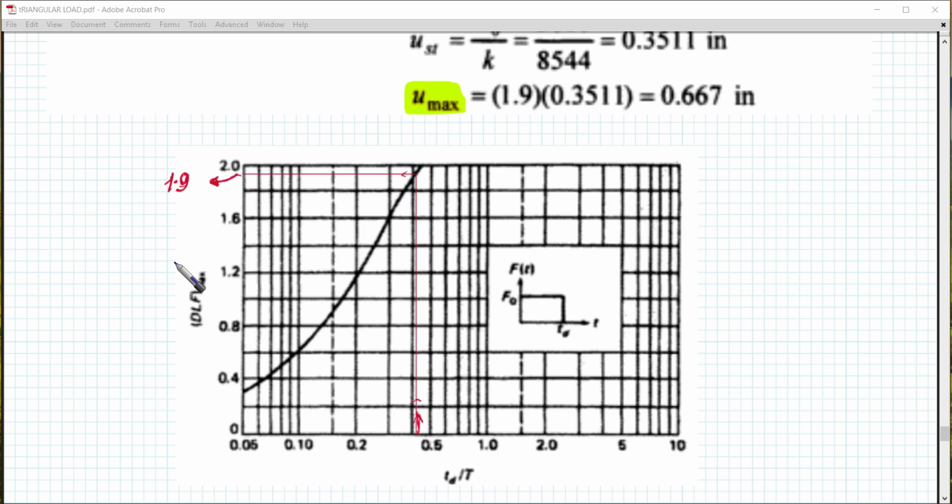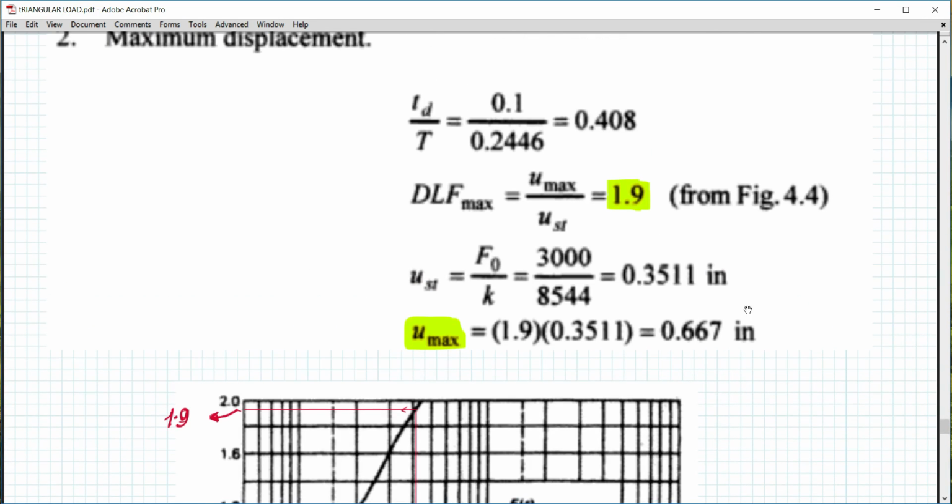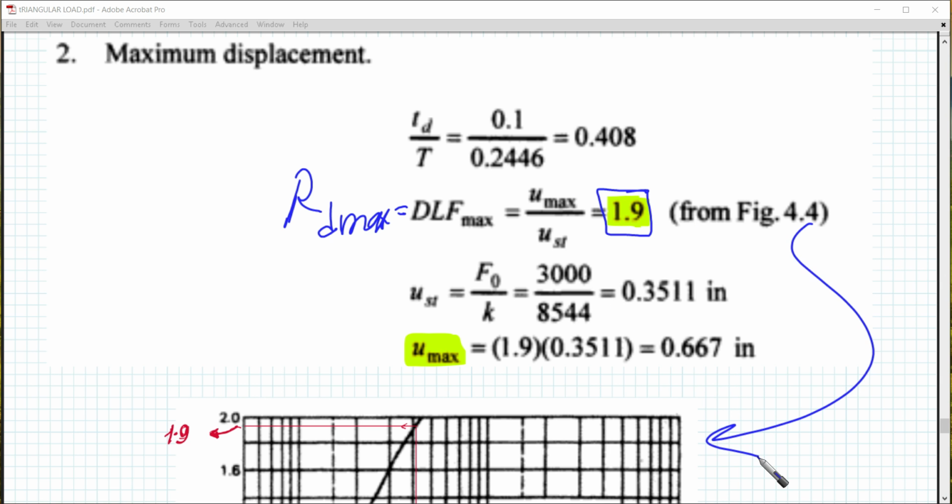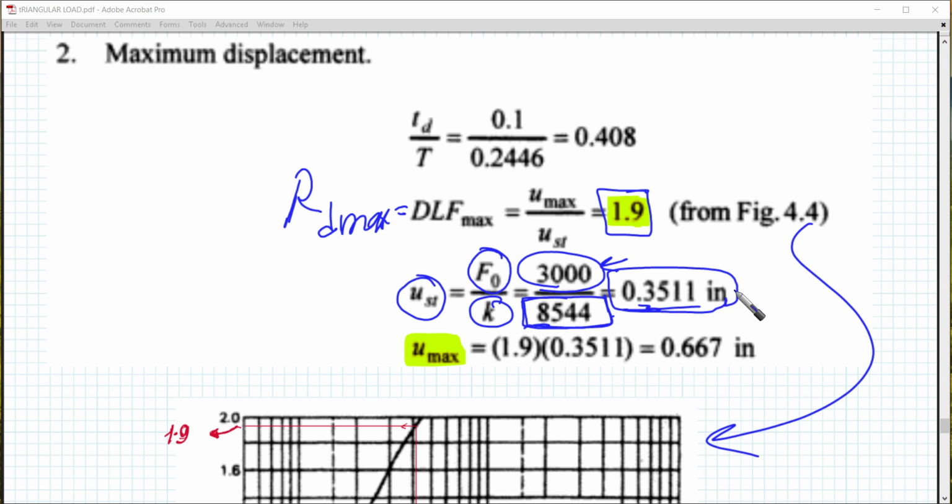So in this case, we are going to find that our Rd maximum is going to be 1.9 from the figure. This is the figure that I have from the textbook, it's Mario Paz. And U static is known for us. F naught is 3000, given already in the example. k is the stiffness of our system. Take care, it is the two columns, so it is 8,544. Then the maximum static is 0.3511 inches.